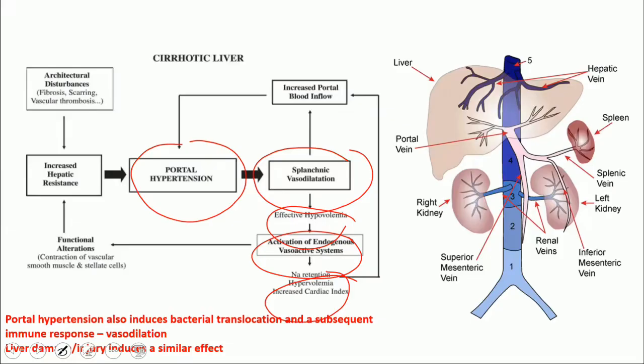Also, as a compensatory response, it causes splanchnic vasodilatation, right, which redistributes blood into the splanchnic circulation, the abdominal circulation. And this gives rise to a peripheral hypovolemia state, or an effective hypovolemia state in the periphery. And that activates the renin-angiotensin-aldosterone system, right? And this is what drives the edema and the ascites in these patients, right?